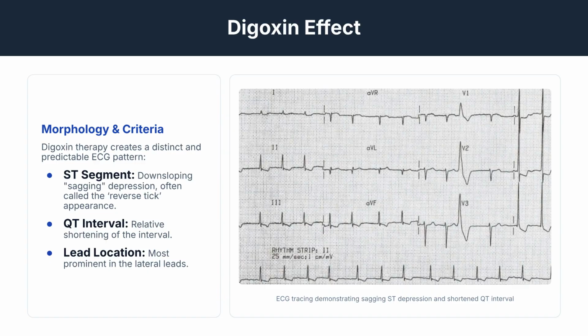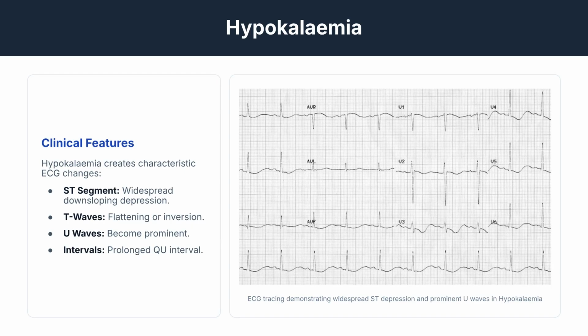This includes downsloping, sagging ST depression, also known as the reverse tick appearance, and a relative shortening of the QT interval, most prominent in lateral leads. Hypokalemia causes characteristic ECG changes, including widespread downsloping ST depression, T-wave flattening or inversion, and prominent U waves. A prolonged QU interval is also a typical finding.